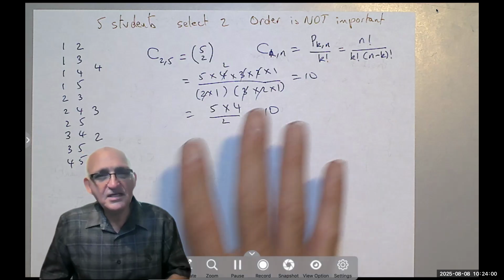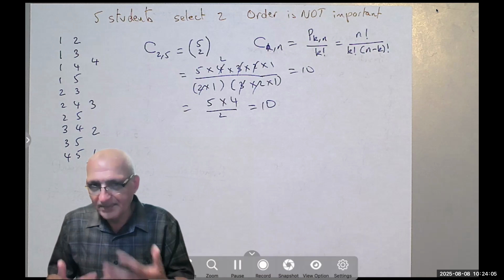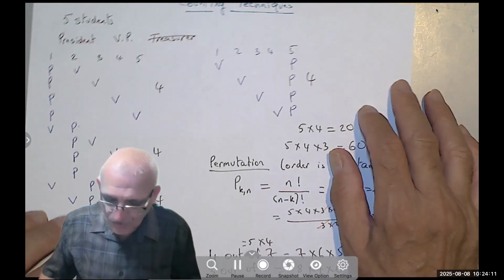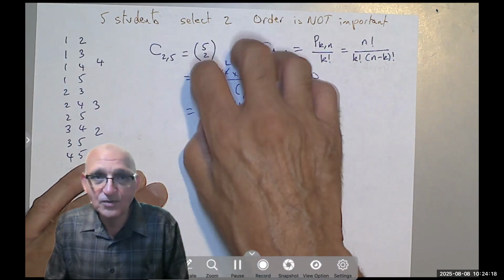So maybe we'll stop here because next time I will talk about something else that we may need. You may need it next session or the one after that. So today we did the permutation when the order was important and the combination when the order wasn't important. And let's leave it here, easy, short, so that you get prepared for what's coming.